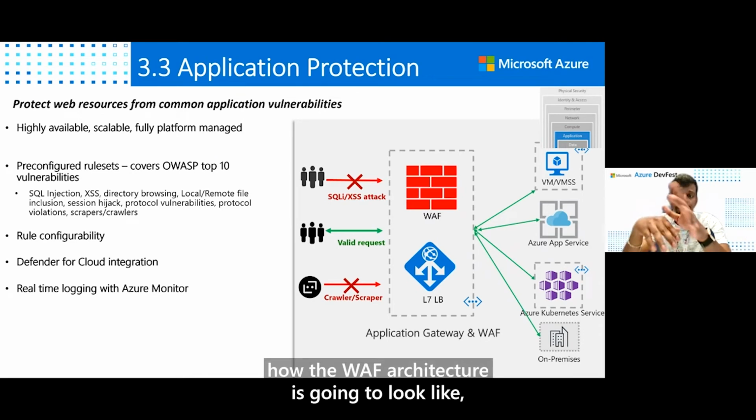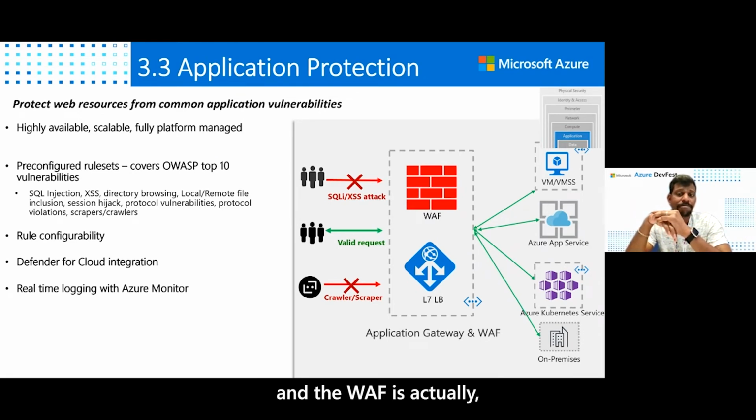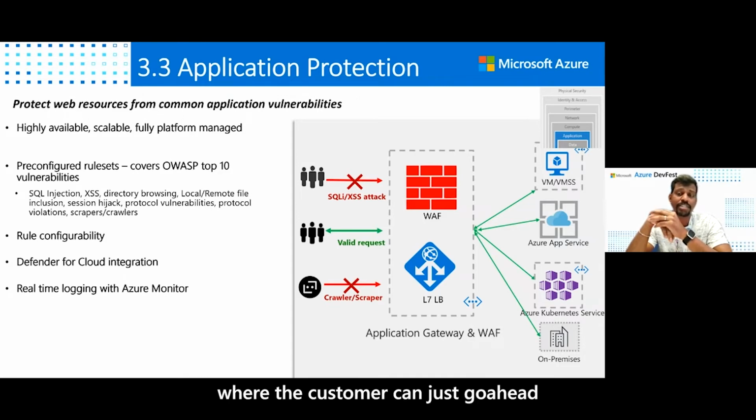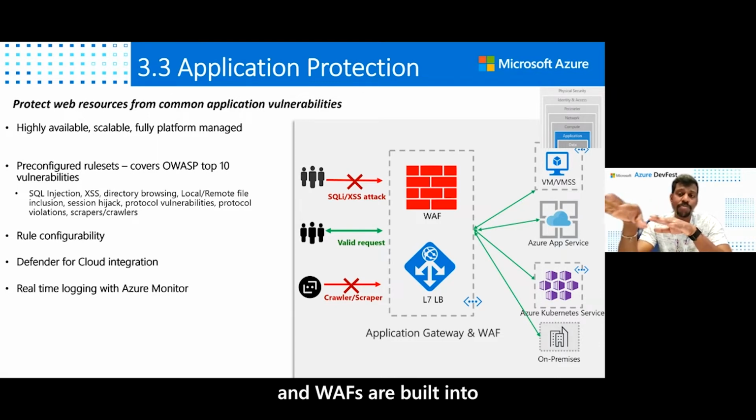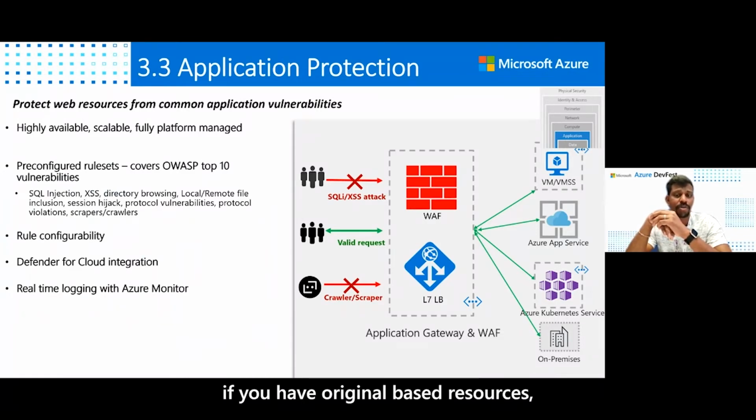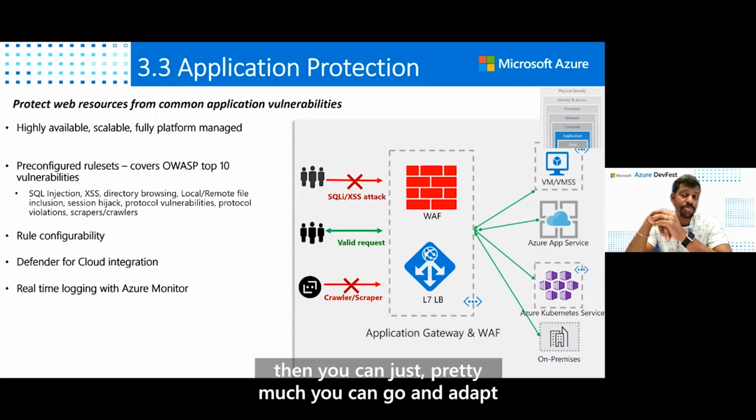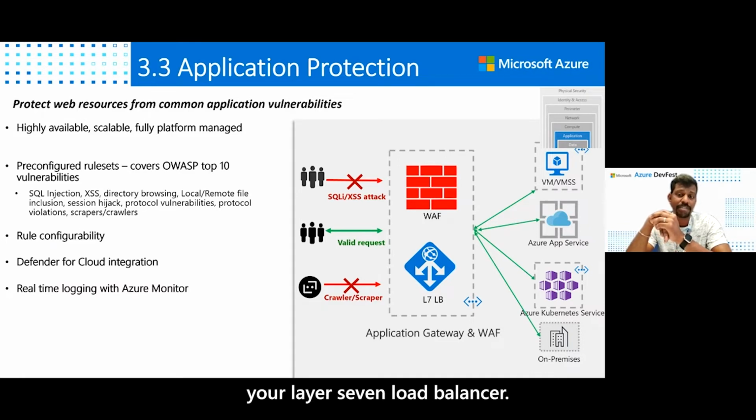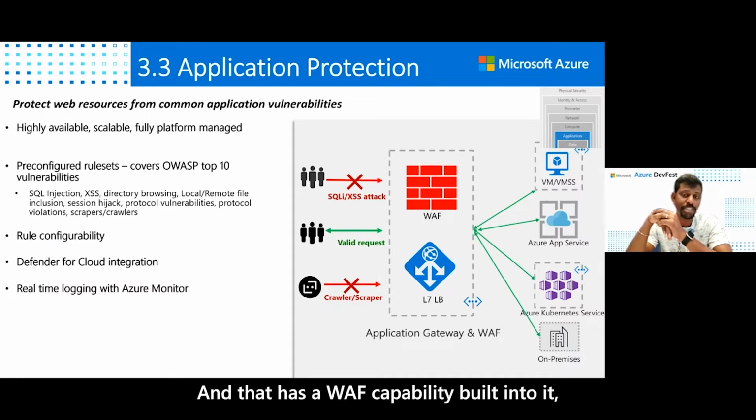So this is how the WAF architecture is going to look. The WAF is a platform as a service offered by Azure, and it's a fully managed service where the customer can just go ahead and subscribe to it. WAF comes built into two different services. If you have regional-based resources hosted in-house, you can go and enable the WAF on your application gateway. The application gateway is your layer 7 load balancer, and it has a WAF capability built into it.